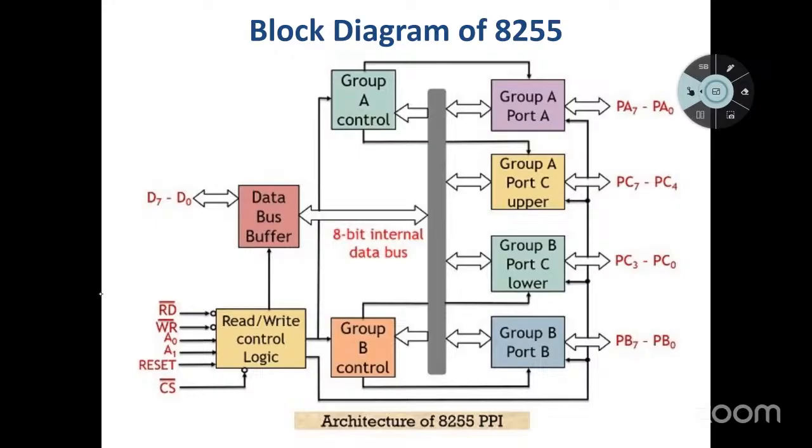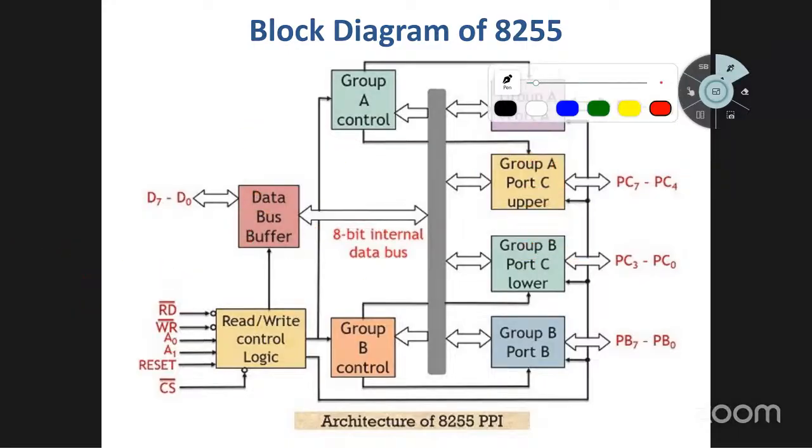Block diagram of 8255 interfacing device. 24 I/O lines, divided into 12 and 12. The I/O lines can be divided into two groups. First 12 lines are called group A, the other 12 lines are called group B.